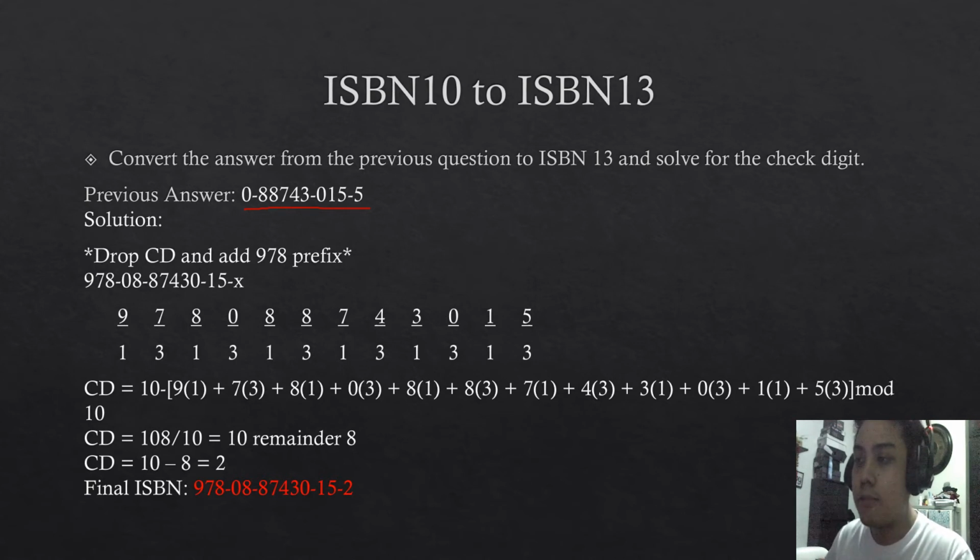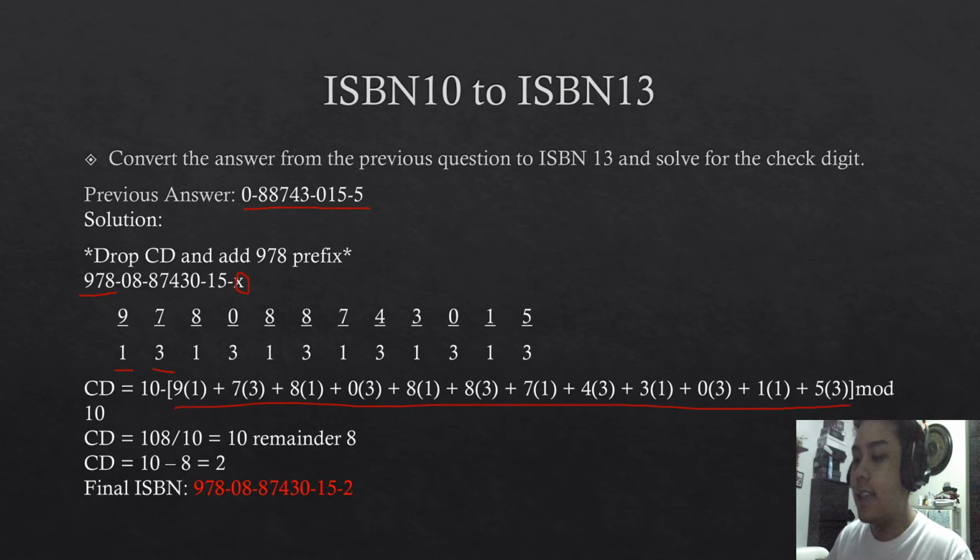So what we did here was we dropped the check digit, and we added the 978 prefix. Now since we have already converted it to ISBN 13, we must solve for the new check digit. It uses the same concept, but this time the place values are just an alternating 1 or 3. So that is why it is called ISBN 13. It uses alternate place values of 1 and 3. The same process follows. We multiply the digits of the ISBN by the place values, and then we add them.